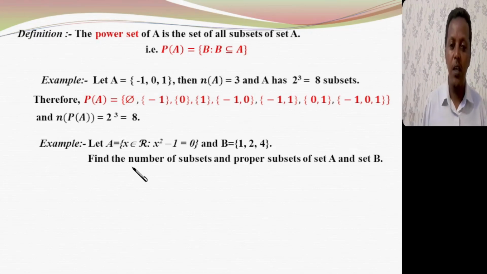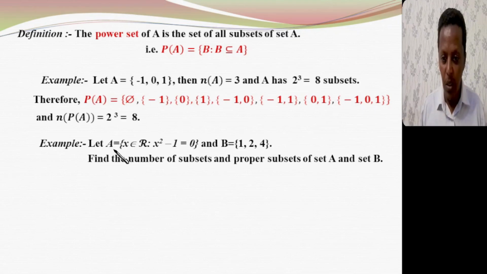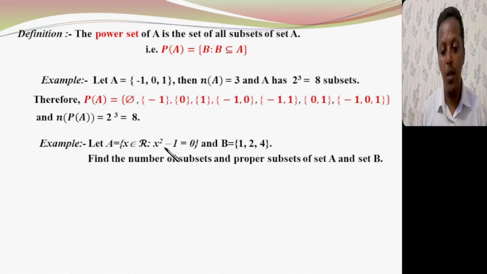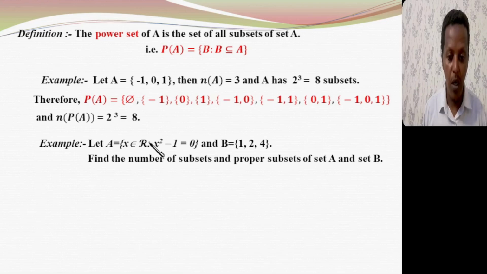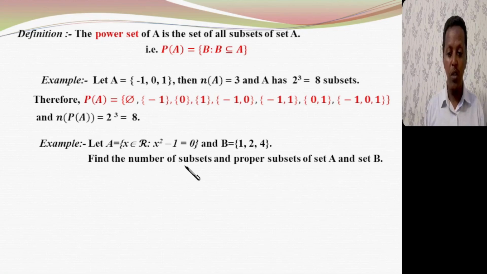Now, let's take an additional example so that you understand how to find the total number of subsets and the total number of proper subsets. Given a set A containing real numbers where x squared minus 1 equals 0, this open statement will be true when x is plus or minus 1. So A contains 2 elements, minus 1 and 1, the only real numbers that make this equation true. And B contains 3 elements. So the question is, find the number of subsets and proper subsets of set A and set B.